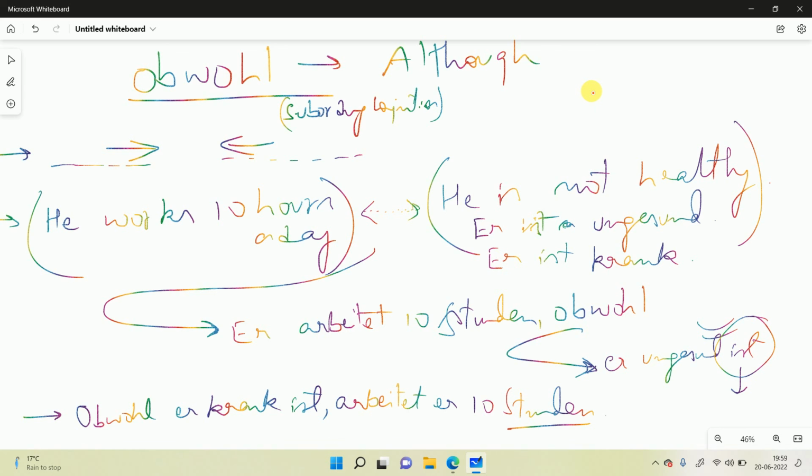Like in the initial stage, I told you when we took up the wenn case. So here what has happened? Obwohl, then blah blah blah, then comma, and then verb, and then blah blah blah. Okay. So the concept is, when you are using a subordinating conjunction at the first place, then the sentence goes like this: obwohl, subordinating conjunction, blah blah blah, comma, then comes the verb of the second sentence, and then we will proceed further.